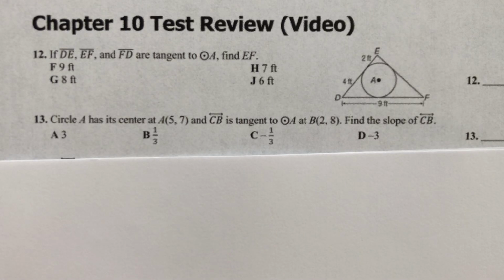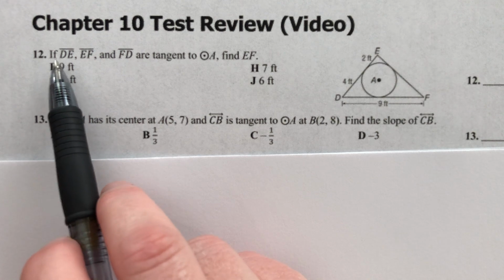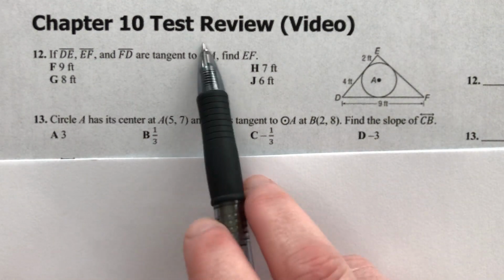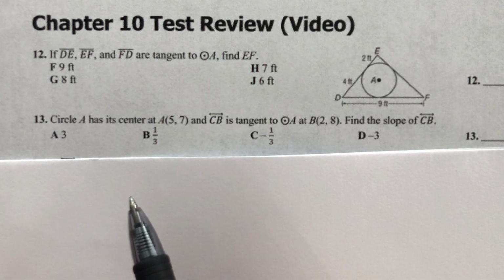All right, this is part 2 of your chapter 10 review. Number 12, if line segments DE, EF, and FD are tangent to circle A, find the length of EF.